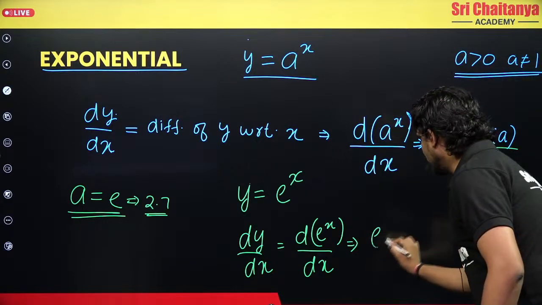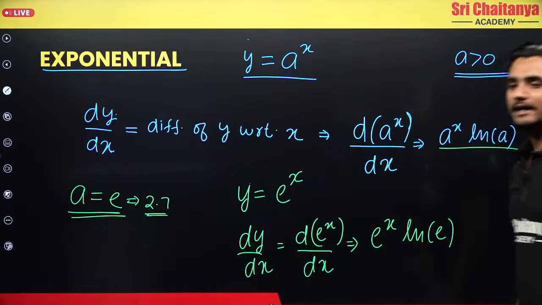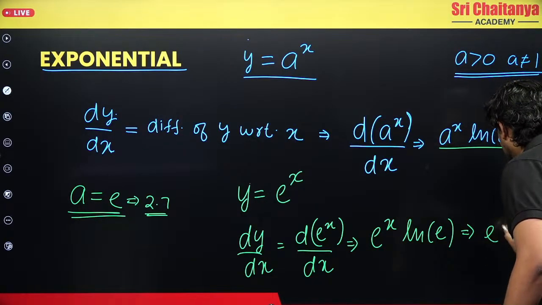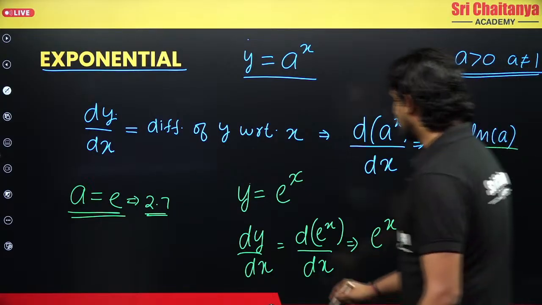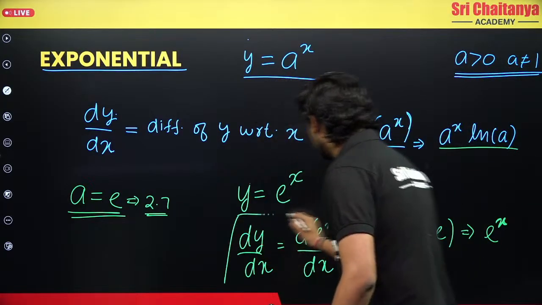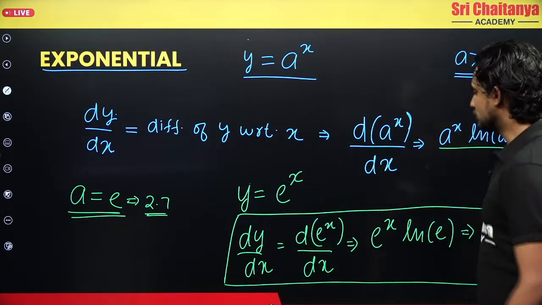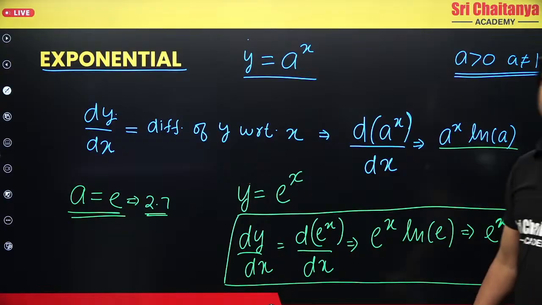So I will substitute: e power x ln e. And what is ln e? ln e is equal to 1. So this will become e power x. So what do I get from here? That the differentiation of y equals e power x is e power x. The function remains the same. So the differentiation of e power x is the same as the function itself.